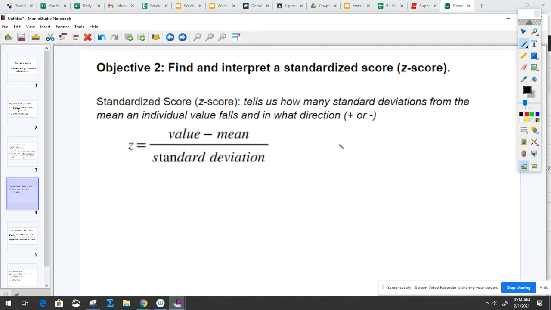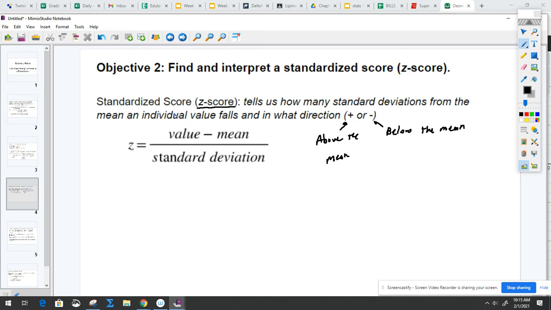This standardized score tells us how many standard deviations from the mean an individual falls and in what direction. So when we're talking about the Z-score, it could have a positive or a negative value. A positive would be above the mean, and a negative would mean it's below the mean.